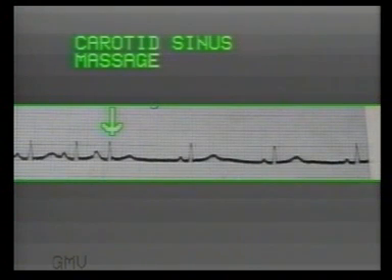Then give carotid sinus massage. A supraventricular tachycardia may be reverted to normal rhythm by carotid sinus massage. This strip shows a continuous recording while a carotid sinus massage was given, and the arrow indicates the point where normal sinus rhythm started.